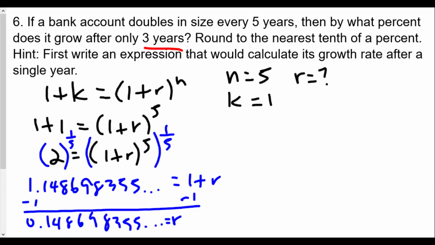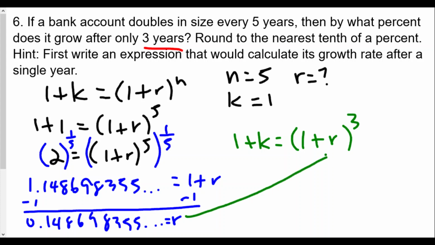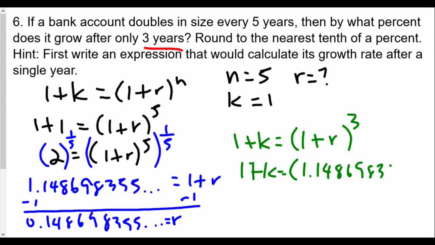Okay, so now we're finding a new k value. So here we go. It'll be 1 plus k. Again, this is a very separate k, is equal to the parenthesis 1 plus r raised to the 3rd power. And the r value is the same r from here. Now you're saying, okay, well, what would that be? Let me just undo this here. So it would kind of look like this. So 1 plus k is equal to 1.148698355 raised to the third power.